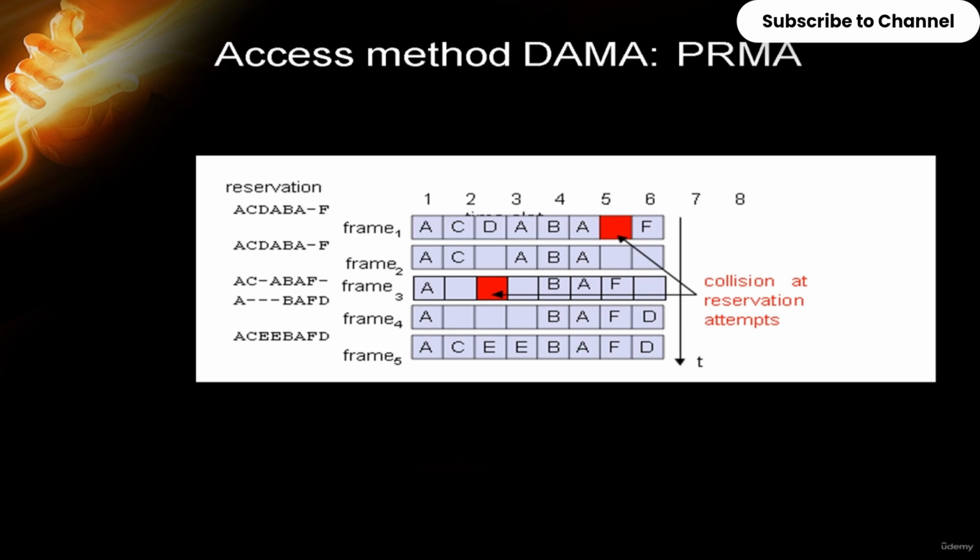For example here, in the reservation, this same slot is needed by this frame 3, then the collision occurs for the particular reservation slot.